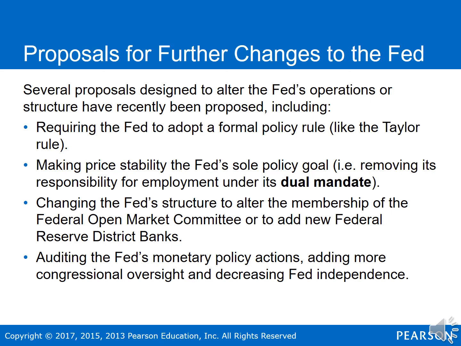The most famous rule is by John Taylor from Stanford, called the Taylor Rule, which combines the unemployment rate, the inflation rate, and the GDP growth, and uses that to target the federal funds rate, which the Fed had followed fairly closely throughout Greenspan's tenure. Another proposal is making price stability the Fed's sole policy goal. So having the Federal Reserve ignore the level of employment.